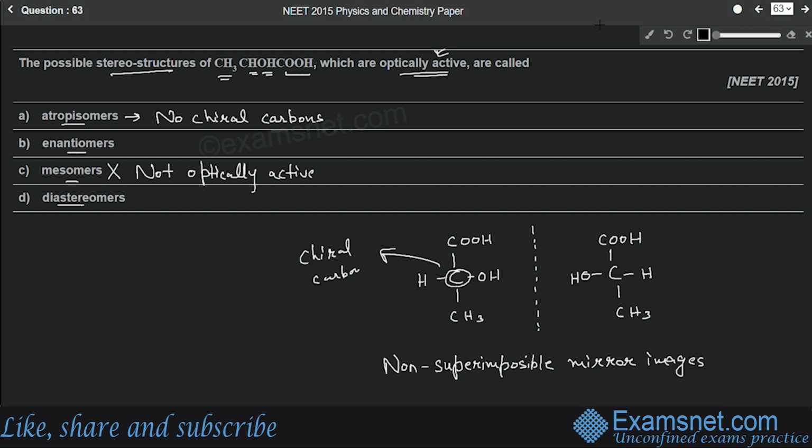Now out of enantiomers and diastereomers, the correct answer will be enantiomers because diastereomers are non-mirror images. But the given compound is a mirror image. So the correct answer will be option number B, enantiomers, which are non-superimposable mirror images.